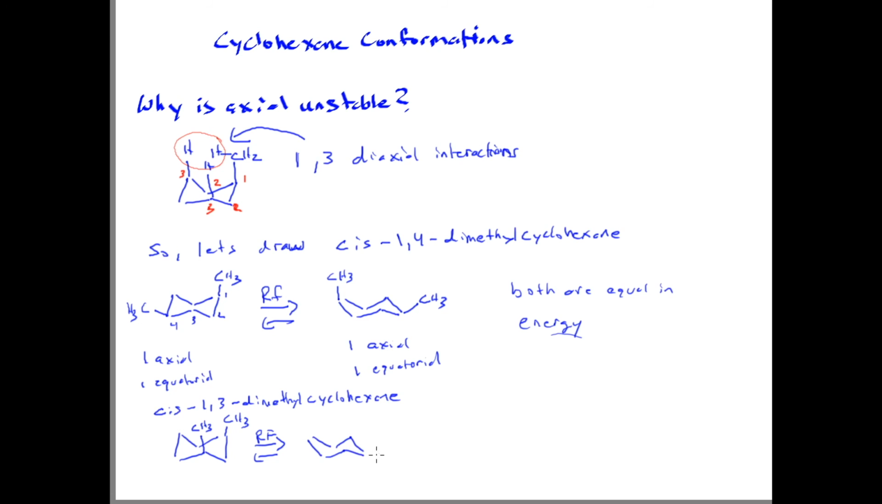Then if I undergo a ring flip, what happens is what was axial becomes equatorial. And then now you can see the difference. Both groups are cis, but now this guy is more stable because I have the larger groups, both of them are in the equatorial position. And so this lends more stability because I don't have those 1,3 diaxial interactions in this case. So the equilibrium lies to the right.